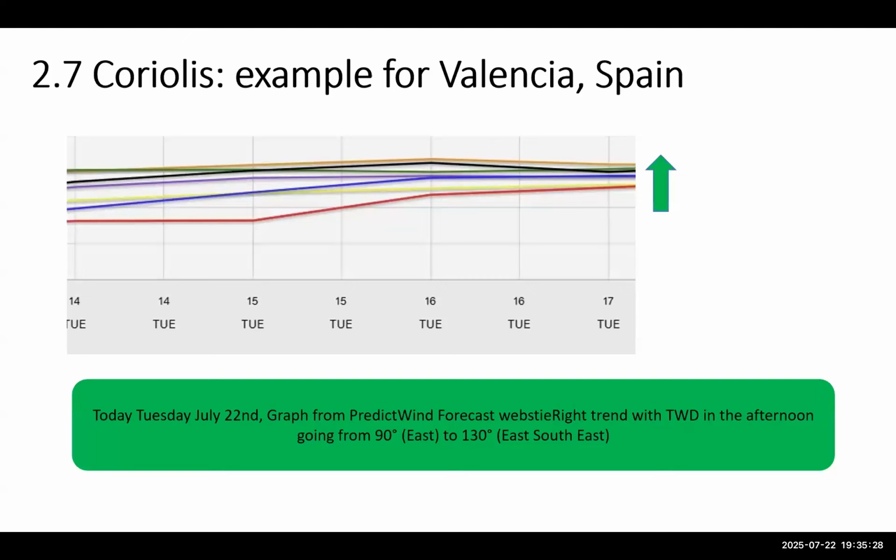So I cannot tell you it's because of Coriolis force, but this is the physics, and it has to play a role. There are other reasons, topography, cloud cover, but this is always a possibility in the North Hemisphere.